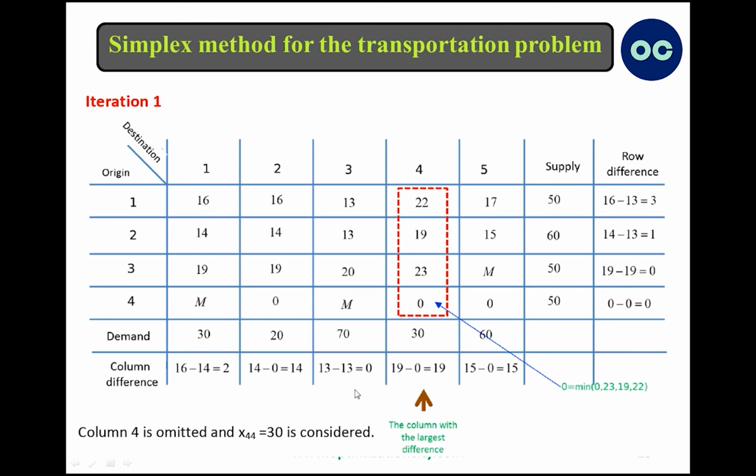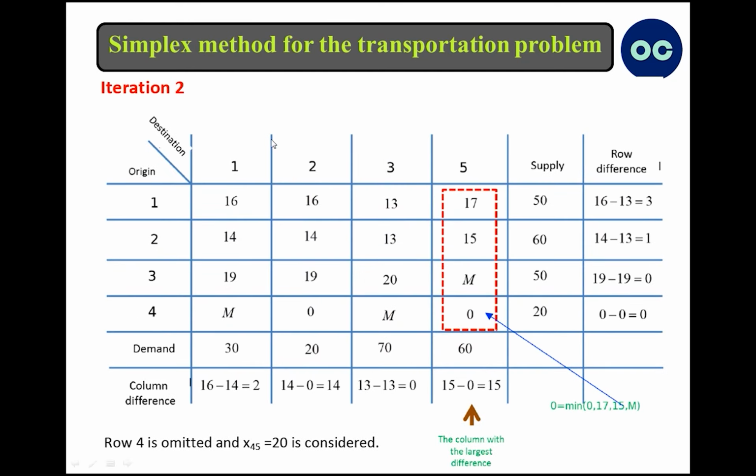We pick the maximum value, this is the maximum value, and choose the cell with the minimum value of cost. So this 0 is the minimum value. And the minimum value of the demand and the supply here is 13. So we update 13 to 0, 50 to 20, and we remove column 4, and we have x44 equal to 30. And go to the next iteration.